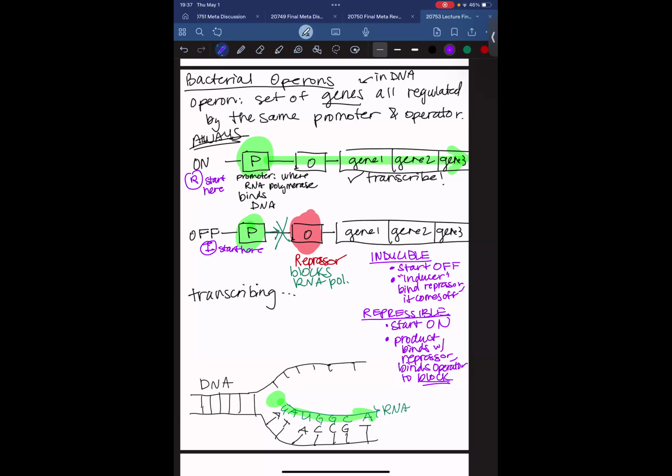So this is only going to be in bacteria, because they have these sets of genes. For eukaryotes like us, each gene has to be regulated individually.